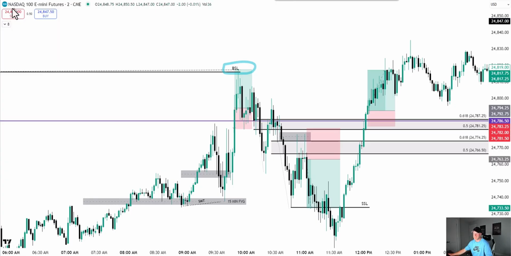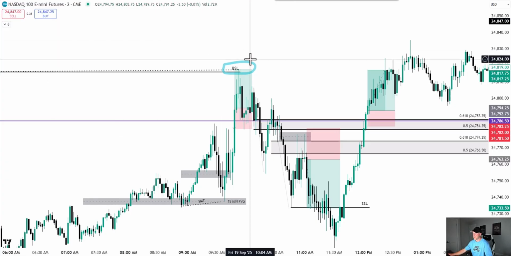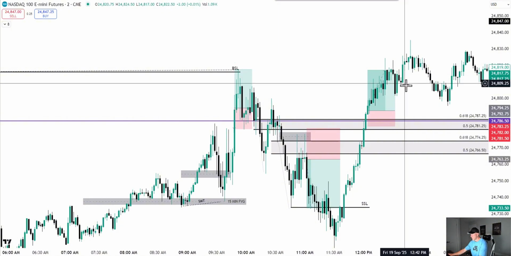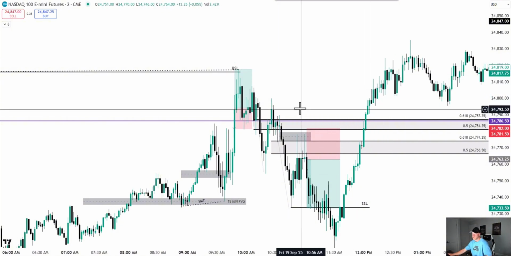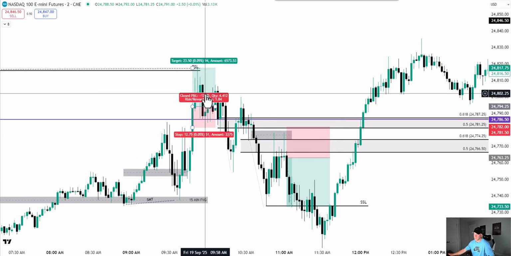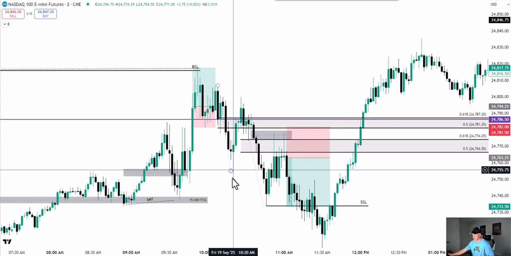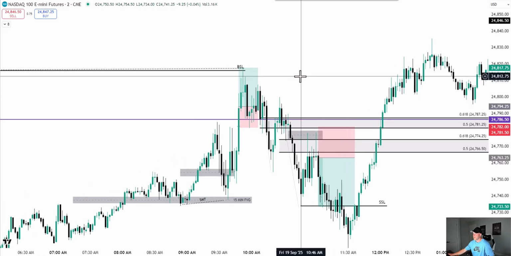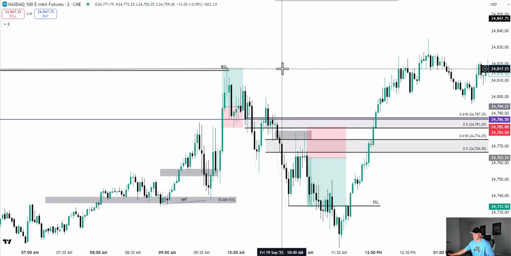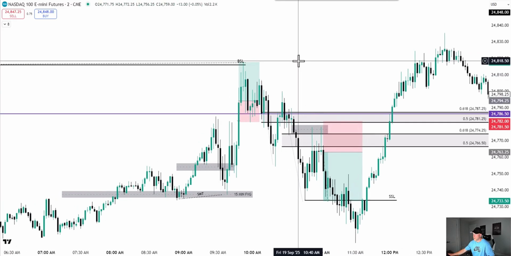So anyways, if there are any questions about that, feel free to reach out, because I definitely want everybody to understand these two models, especially the simple buy setup and why we took it, and then the ICT level model to the downside.